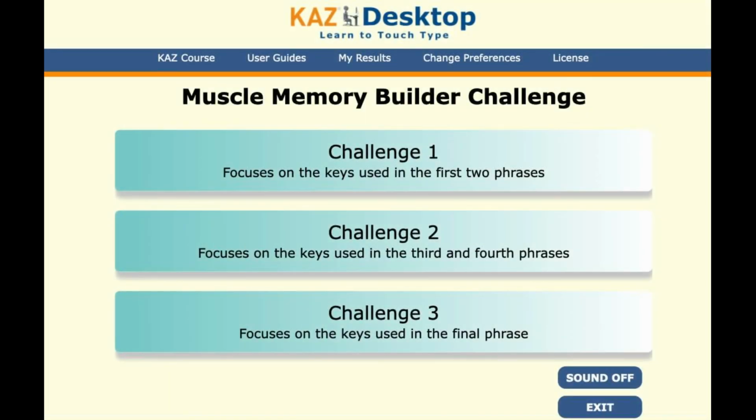Challenge 1 contains a word bank specific to the keys and characters from the first two phrases. Challenge 2 concentrates on the third and fourth phrases, and Challenge 3 the final phrase. All our educational licenses come with an extra fourth challenge, where the administrator can upload course-specific vocabulary.